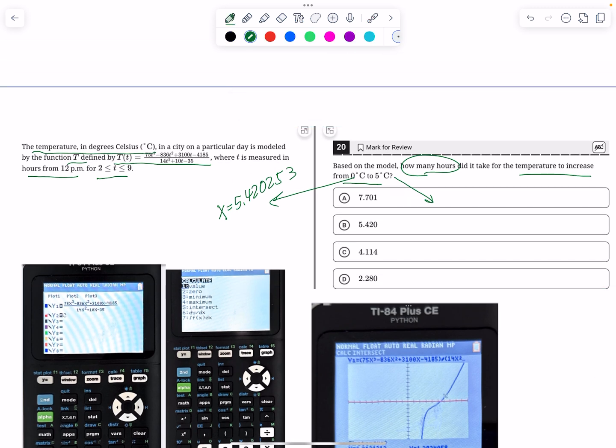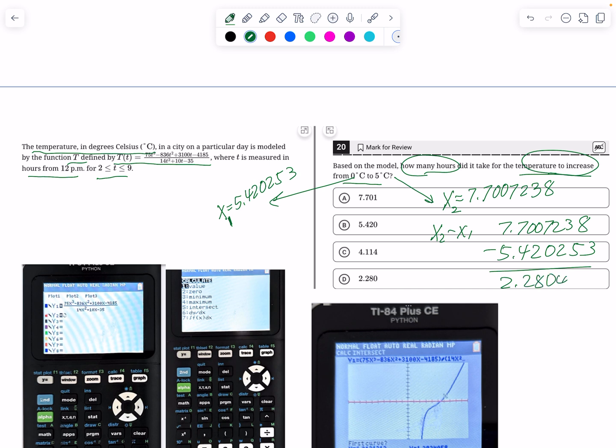So it was x equals 7.7007238. So this was the first one, so I'll call this x1. This is the second one, so I'll call this x2. We wanted to know what was the temperature increase, so we'll subtract x2 minus x1. So it's 7.7007238 minus 5.420253, and we get 2.2804708, which rounds to choice D.